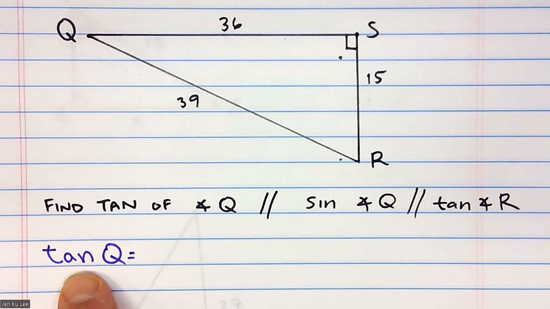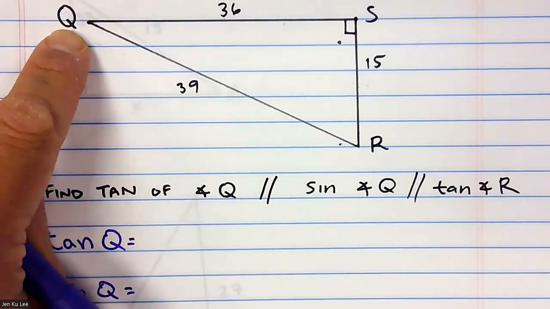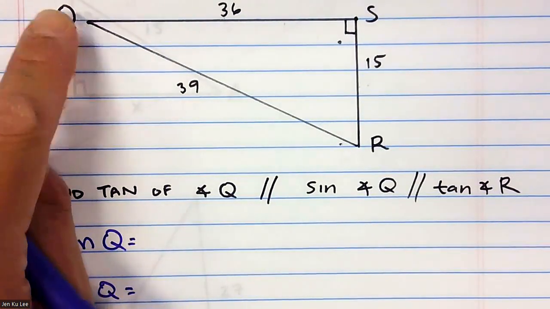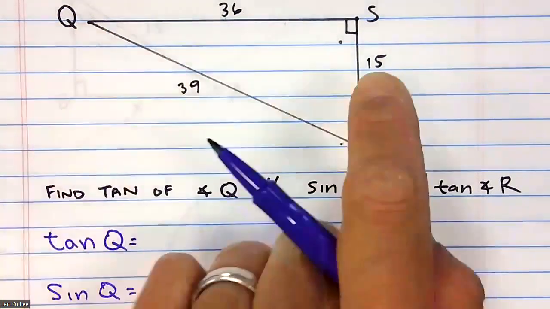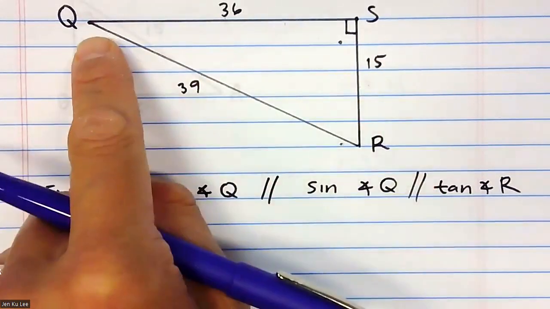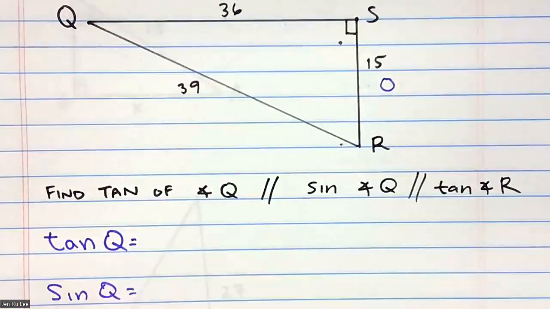So we're trying to find the tangent of Q, right? And the sine. I should just put sine of Q as well, because they're the same angle. So we're at the viewpoint of angle Q. Remember that first step is to label the sides, opposite, adjacent, and hypotenuse. So let's do that. What is 15 in terms of Q? Your opposite side. So I'm going to put an O right here.